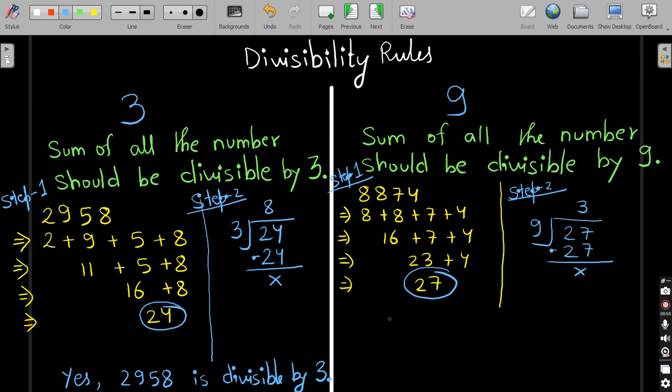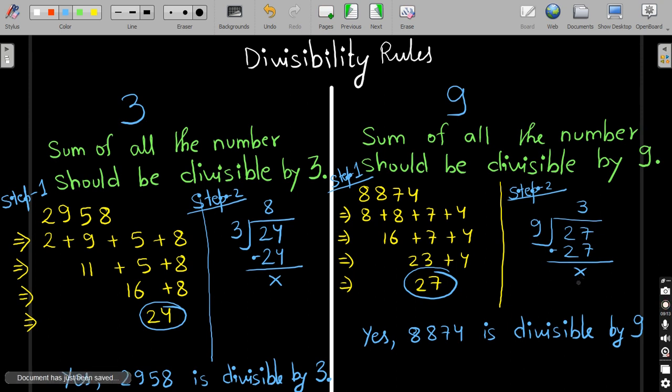If it is perfectly divisible, if the remainder is 0, then I can say yes, 8874 is divisible by 9. And if the remainder is not equal to 0, then you can say it is not divisible by 9. Hope you understood.